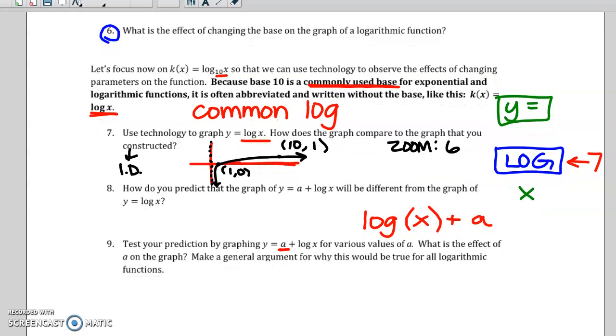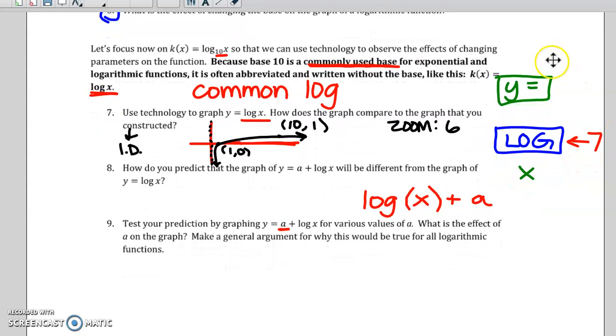Then you get to start looking at how these are graphed in the calculator. So remember, go to y equals, common log is base 10, so you're going to use the log button. It's right next to 7, okay? So you'd type in y equals log and then the x button, and that will help you see number 7, which is just the graph of y equals log of x.